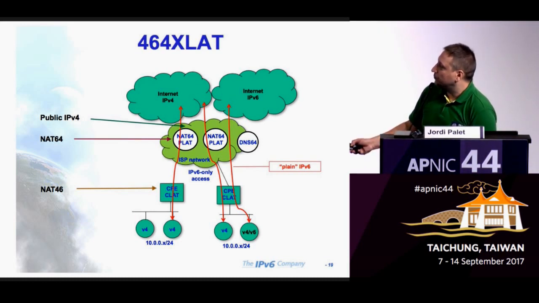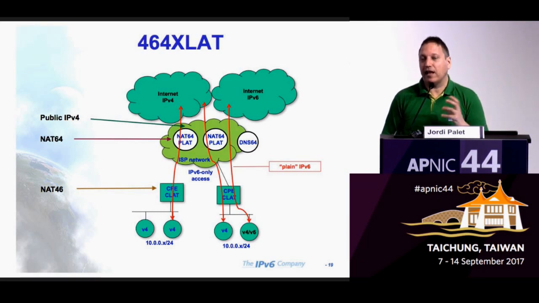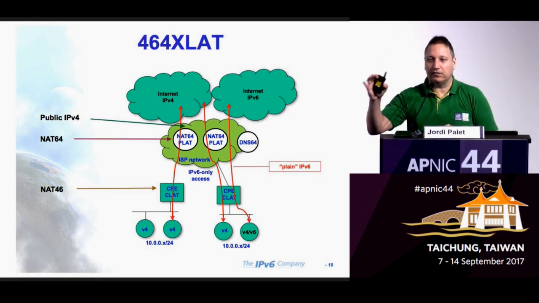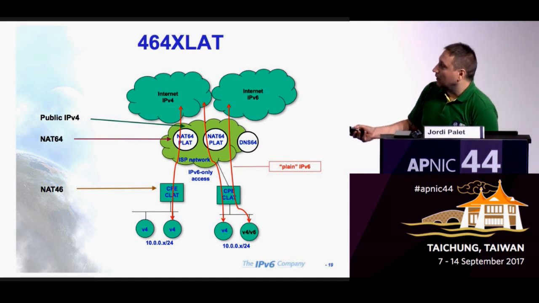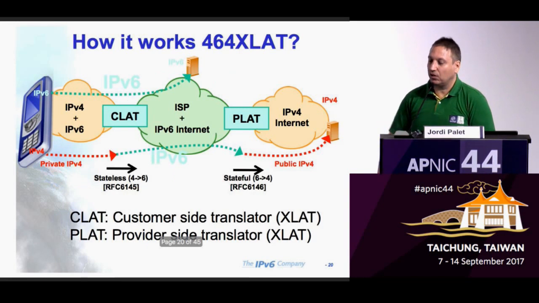So how it works? We have here what we call the PLAT, which in fact is the NAT64 plus the DNS64. Okay, all together are in the scope of 464 XLAT named as PLAT. But you can think, like 2 slides ago, as 2 boxes or 2 functions: NAT64, stateful NAT64, and the DNS64. Both together configure what we call the PLAT. And we have at the CPE or at the smartphone, what we call the CLAT. Let's see what they mean.